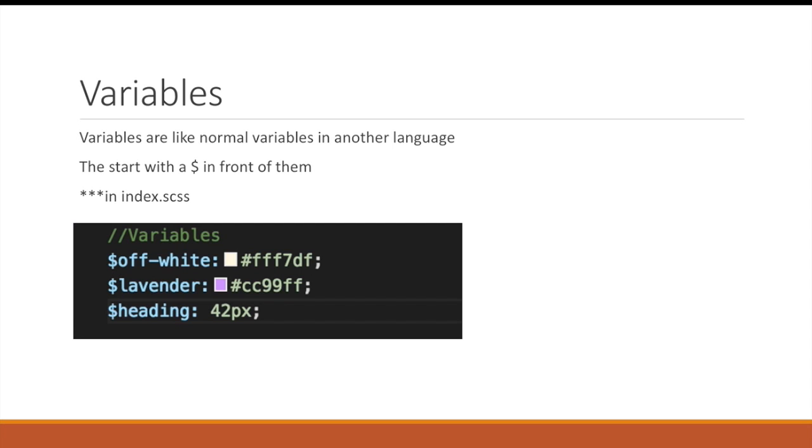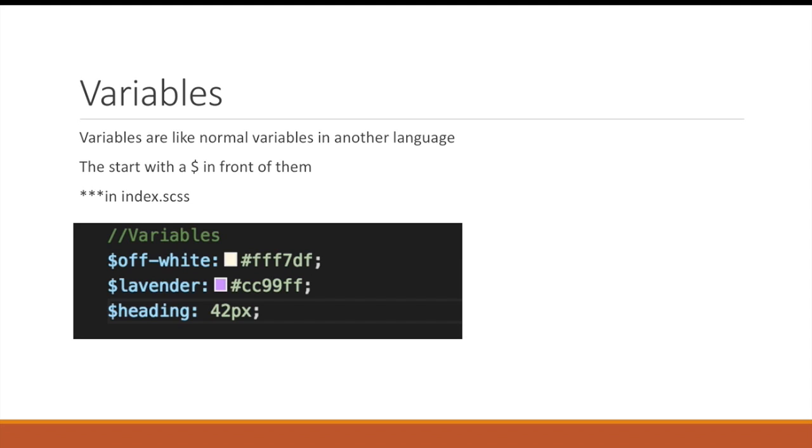So I'm going to talk to you about variables now. Variables in SAS act like normal variables. Instead of var variable name equals the value of the variable, it's $, variable name, colon, value of the variable. So right now I've set 3 variables. One, the name off-white, is set to the color of the hex #FFF7DF, lavender to the corresponding hex, and heading to a font size.